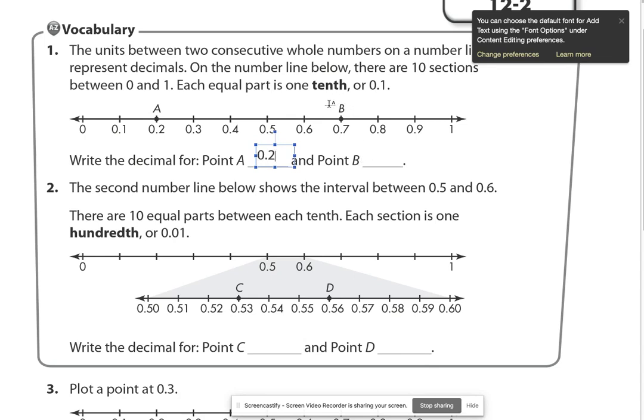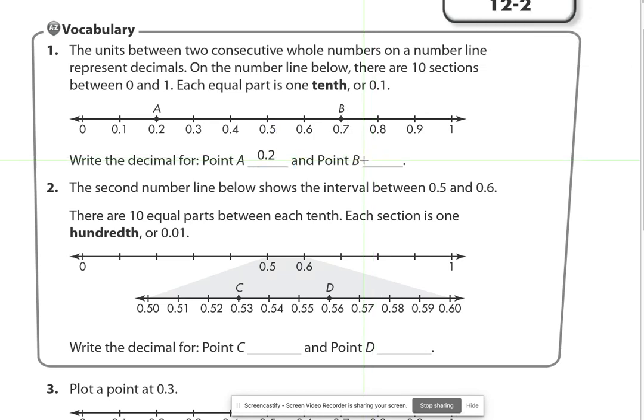And point B. Point B is right here. And point B is located on which tenth? It is located at 7/10 or 0.7. All right, we're definitely getting the hang of it.